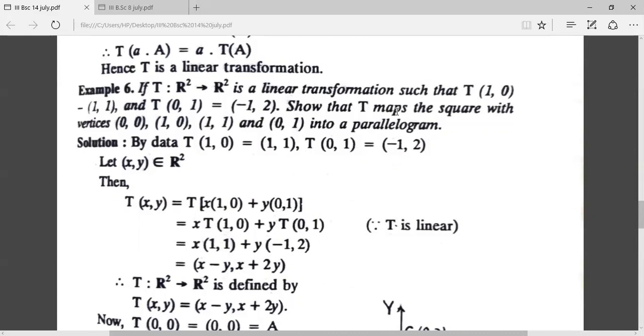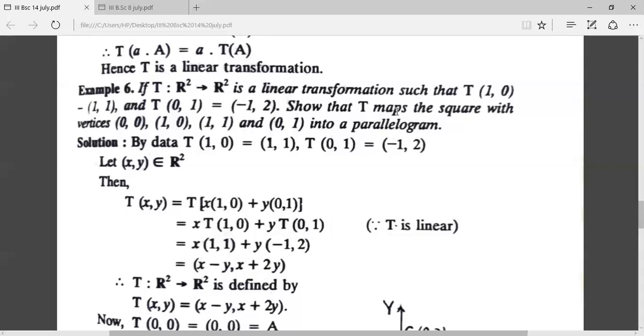Now operate T on both sides. You will get T of (x, y) equals T of x into (1, 0) plus y into (0, 1). This is something like T of alpha plus beta, which is T of alpha plus T of beta. But if you have T of c alpha, you will get c into T of alpha. So here x and y are scalars, remember. Therefore you can write this as x into T of (1, 0) plus y into T of (0, 1). This is by definition of linear transformation.